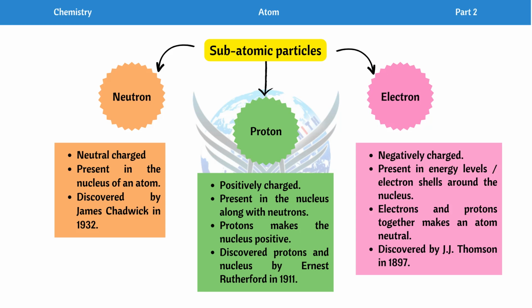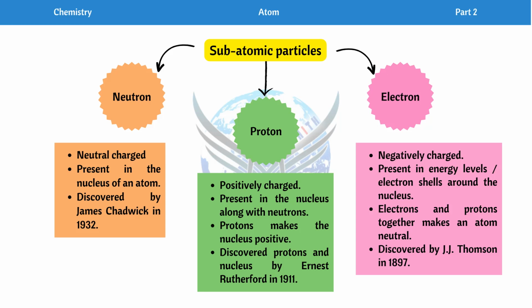Then we have electrons. Electrons are negatively charged. Just as protons have a positive charge, similarly electrons have a negative charge. And they are present in energy levels or electron shells around the nucleus. Protons and neutrons are present in the nucleus, but electrons are in circular paths around the nucleus, and these circular paths are known as energy levels, or electron shells, or we call them orbits. So electrons revolve around these orbits.